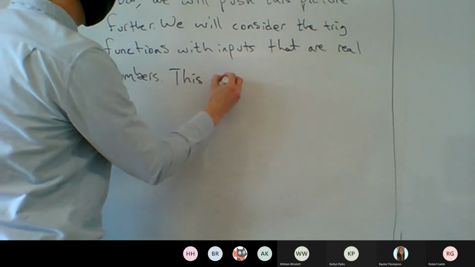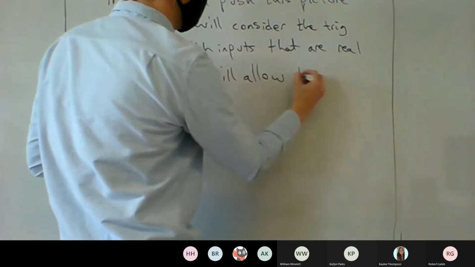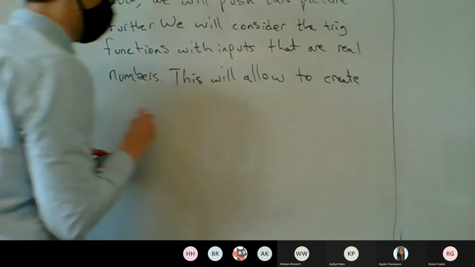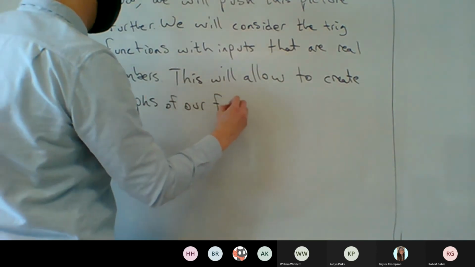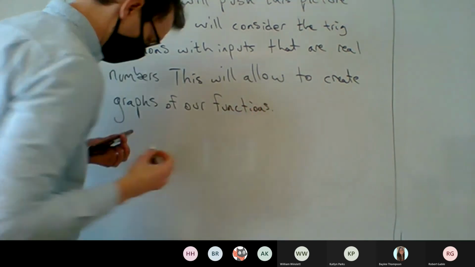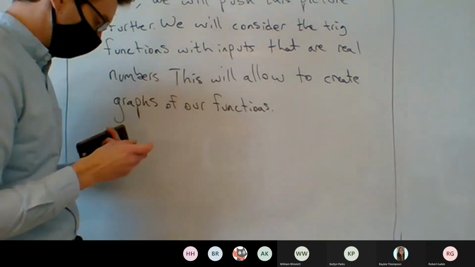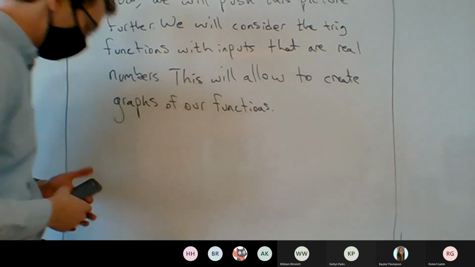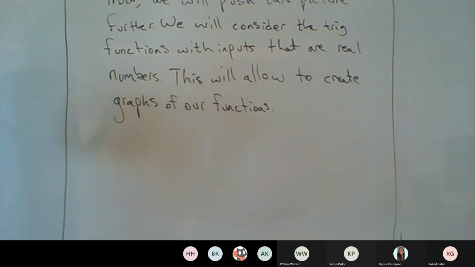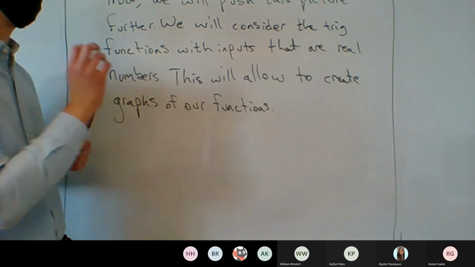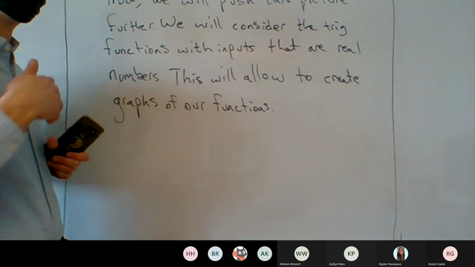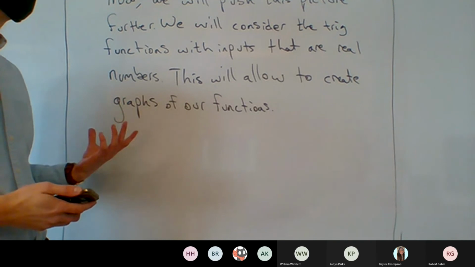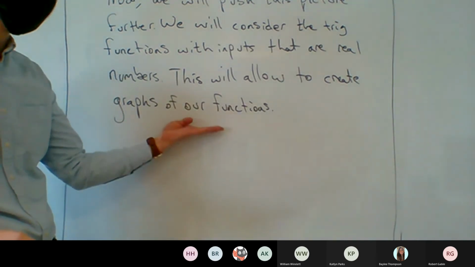This will allow us to create graphs of our functions. Okay, so hang on. What is going on? Our trig functions, right? I'm saying that once we make the conscious decision to move from just considering the input of our trig function as an angle to just some generic real number, we're moving to a place where now we can literally graph the whole trig function.